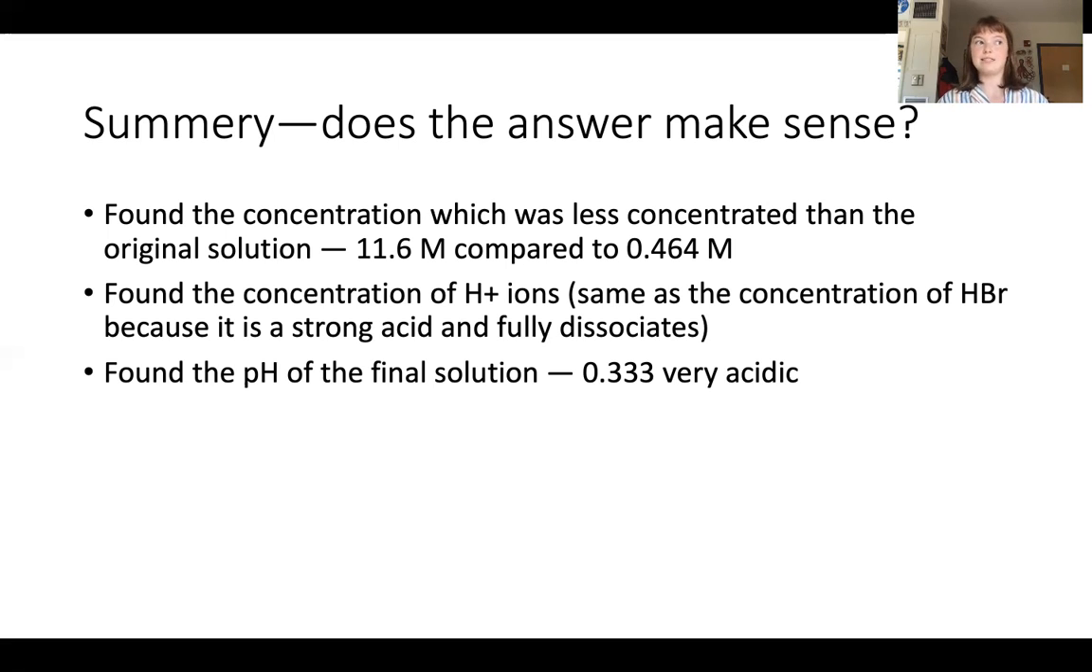This is a very, very acidic pH because it's very low on the pH scale. But that makes sense because we have a very high concentration. Even though it is considerably less than our original concentration, it's still a very high concentration of 0.464 molar. And again, hydrobromic acid is a very strong acid, so it's very low on the pH scale to begin with. All right, so our final answer makes sense, and that is how you solve this problem.